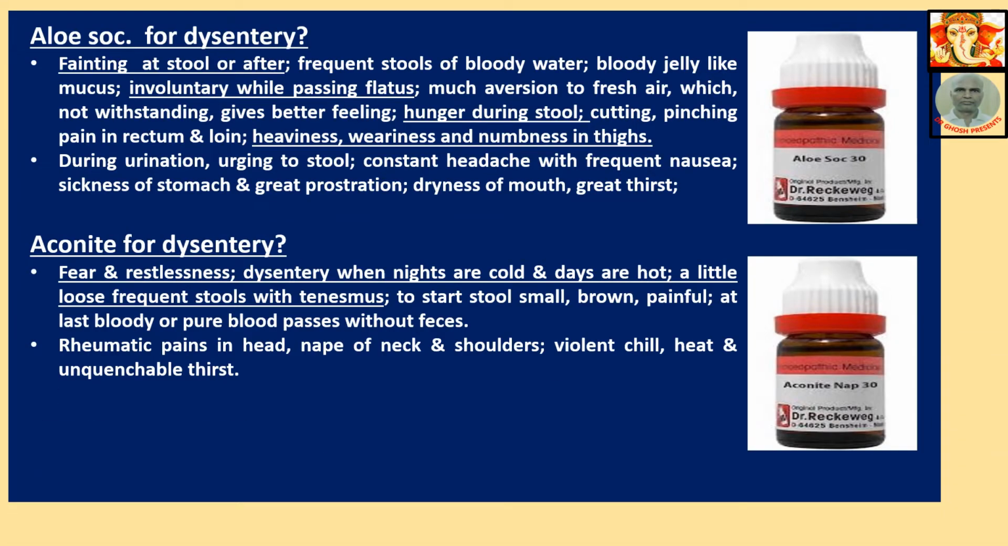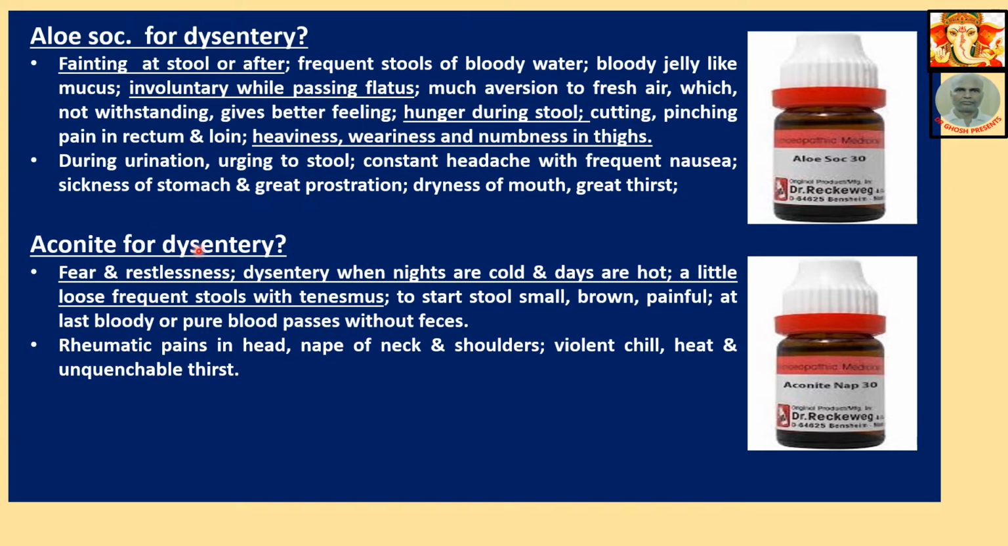Aloe for dysentery. Fainting at stool or after. Frequent stool of bloody water. Bloody jelly-like mucus. Involuntary while passing flatus. Much aversion to fresh air, which notwithstanding gives better feeling. Hunger during stool. Cutting, pinching pain in rectum, loin. Heaviness, weariness and numbness in thighs. During urination, urging to stool. Constant headache with frequent nausea. Sickness of stomach and great prostration. Dryness of mouth, great thirst.